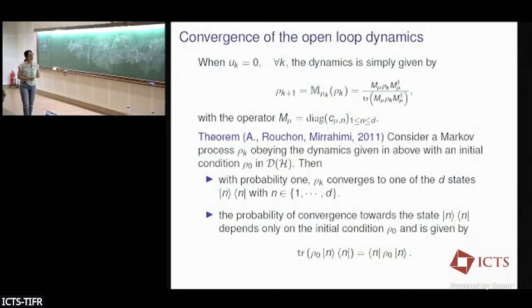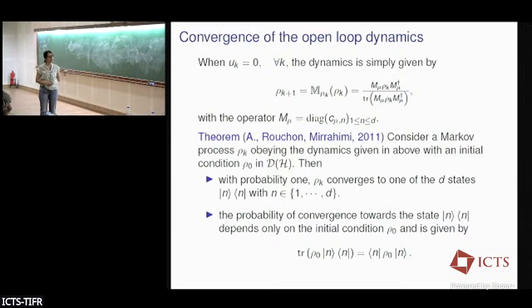Okay, so let me start to talk about the quantum state reduction. When we talk open loop, this means that you don't have the control. So you have the dynamics, which is just the measurement, and suppose QND, so your measurement is diagonal. In this theorem, we have shown that, supposing you have your assumption that C mu n1 squared is different from C mu n2 squared, we can show that with probability 1, rho k converges to one of the states n.